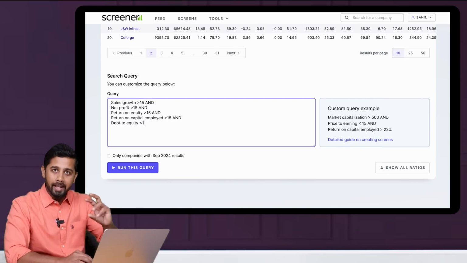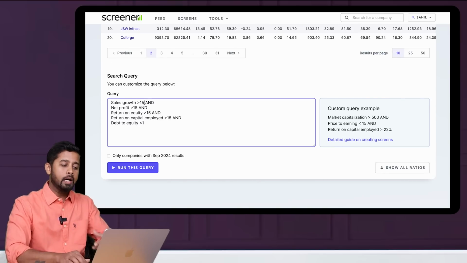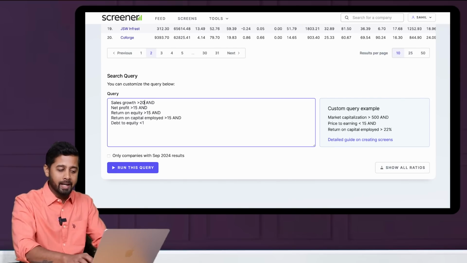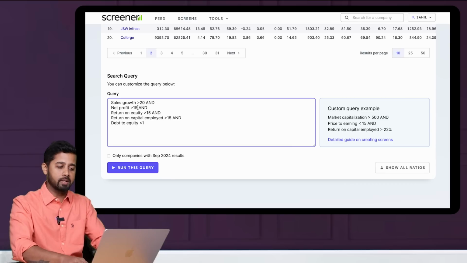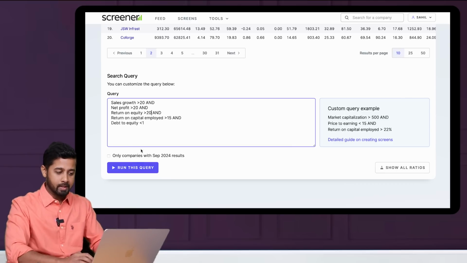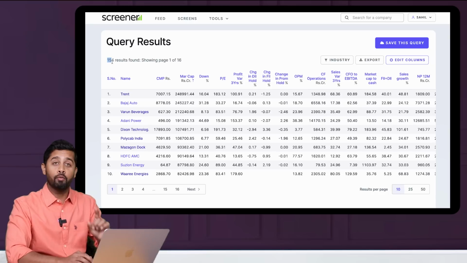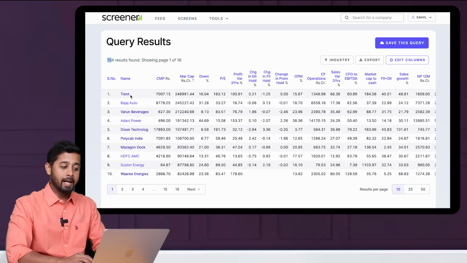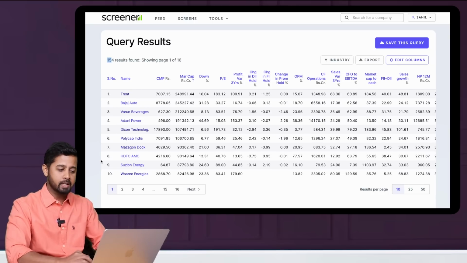If you want to narrow down this list further, you can obviously use stricter criteria, like let's say sales growth more than 20%, net profit more than 20%, let's say ROE more than 20%. And if you run this query, you get 154 results. It includes again names like Trent, Bajaj Auto, Varun Beverage.